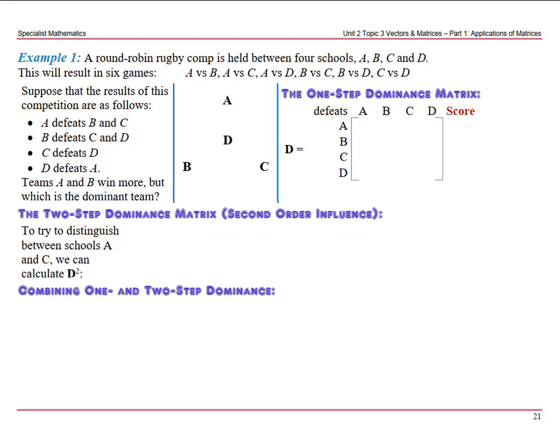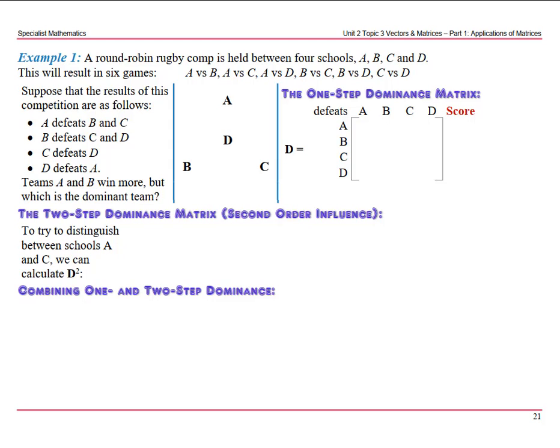So let's look at an example. A round robin rugby comp is held between 4 schools, A, B, C, D. This will result in 6 games because each team plays each other team only once. A versus B, A versus C, A versus D. So all our A's are done. B versus C, B versus D, and then we're left with C versus D.